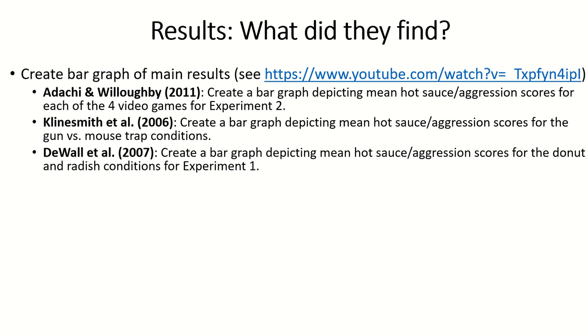So everyone, regardless of the article that you have, is going to have a similar task in creating a bar graph depicting hot sauce scores, mean scores for 2 different conditions. Except for Adachi and Willoughby, you have 4 video games, so it'll be 4 different conditions. But regardless of the article that you have, you're going to create a simple bar graph.